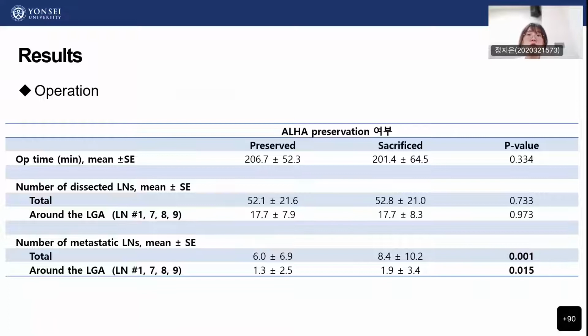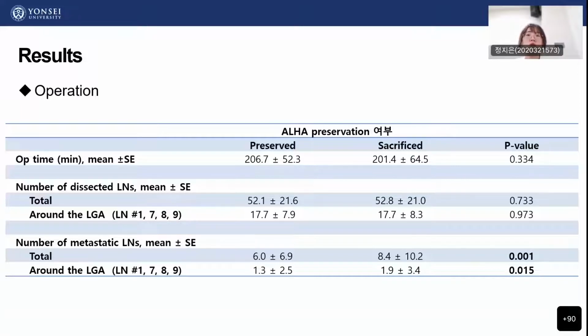The total number of dissected lymph nodes and the number of dissected lymph nodes around the left gastric artery, which consisted of lymph nodes at the right paracardial, number 1, and along the celiac axis, number 7, 8, and 9, were analyzed separately. The total number of lymph nodes and lymph nodes dissected around the left gastric artery per patient were comparable between the 2 groups.